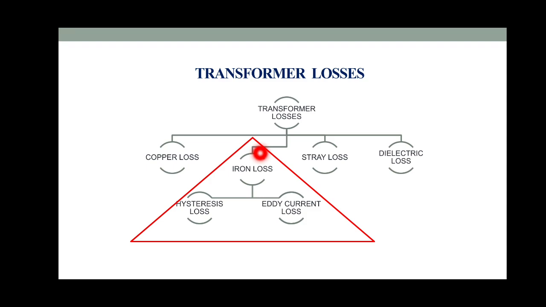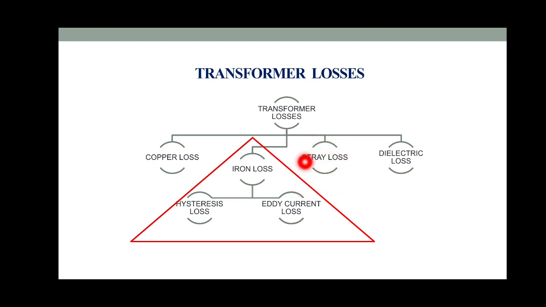Mainly four types of losses are being observed in a transformer. Copper loss is nothing but the transformer windings I square R loss. Iron losses are observed in iron parts, that is the core of transformer, and they can be classified as hysteresis loss and eddy current loss. Iron loss can also be called the core loss.